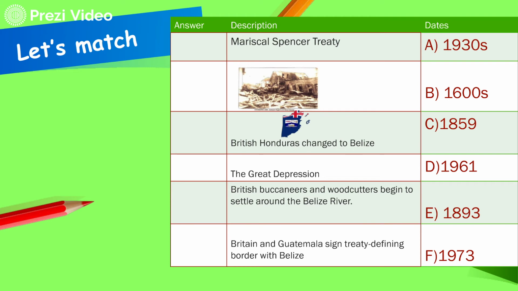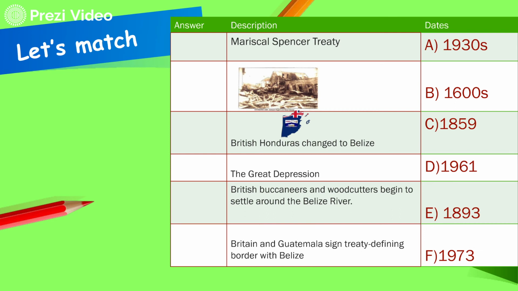Mariscal-Spencer Treaty. What year was that? 1893. I'm sorry, 1893. Next picture, dear. Right. Very good. Hurricane Hattie. What year was Hurricane Hattie, boys and girls? 1961. That's right.